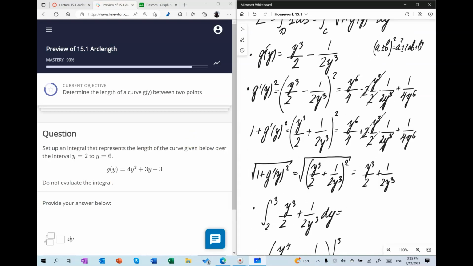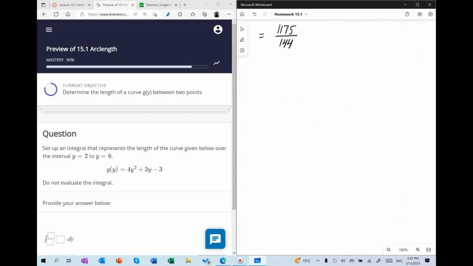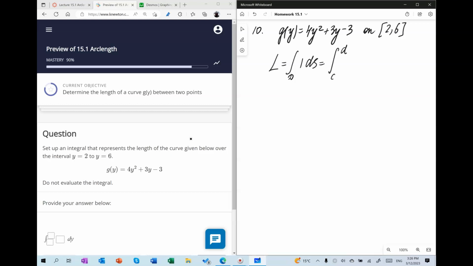This is problem number 10, which was a really good collection of problems. As we are approaching the end, we have g of y is equal to 4y squared plus 3y minus 3 on the interval from 2 to 6. We are asked to compute the arc length. We're going to be using this universal formula, which in this particular case we interpret as the integral from c to d, where c and d refer to the limits of integration with respect to y, and we're going to use the following interpretation of ds because of how the problem is given to us.